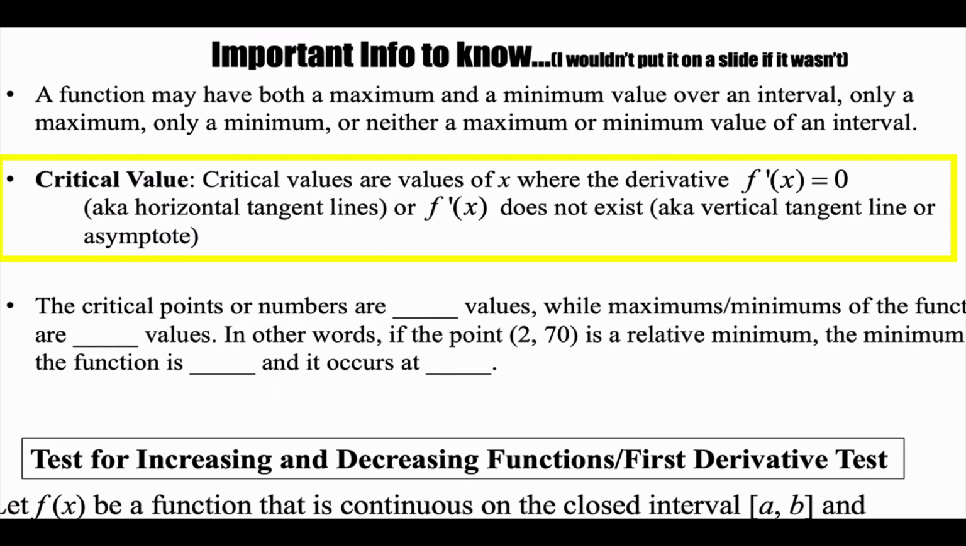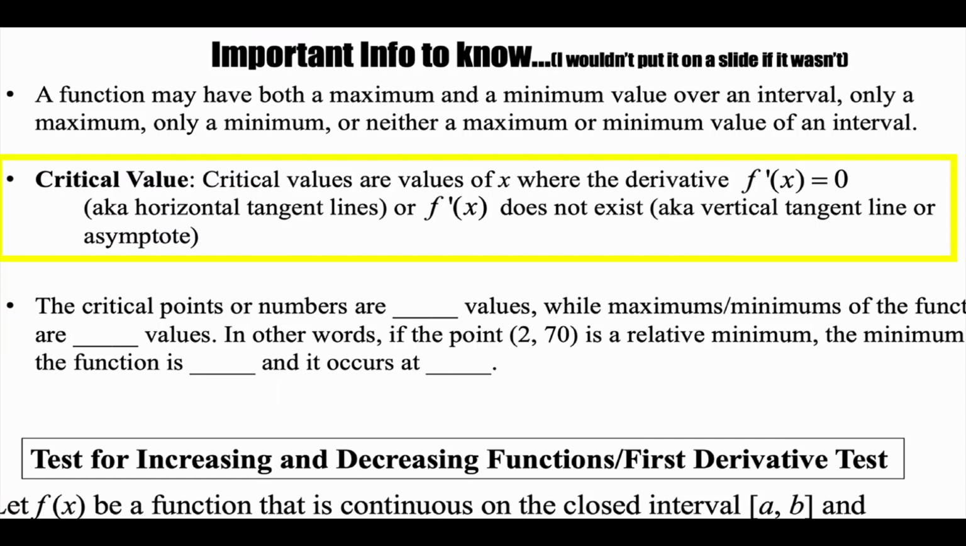I highlighted in orange here, but I know it didn't come up in orange on yours. The reason I did is because this is one of the things we're going to be doing for a long time, finding critical values. So what are critical values? Critical values are values of x where the derivative is equal to 0. So when I say the derivative is equal to 0, what does that mean in terms of slope?